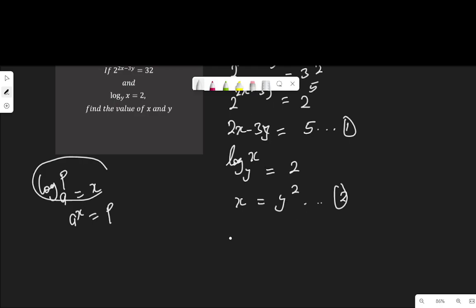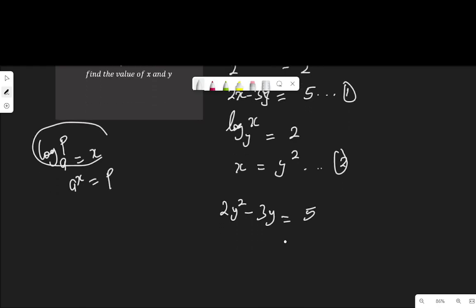So that will give me, instead of 2x, now it will be 2y squared, then minus this 3y, then equal to this 5. I obtain this equation by substituting equation 2 in equation 1. And this is giving us a quadratic equation. So I have 2y squared minus 3y. When I move this 5 to the other side, it will be minus 5 equal to 0. So this is a quadratic equation.